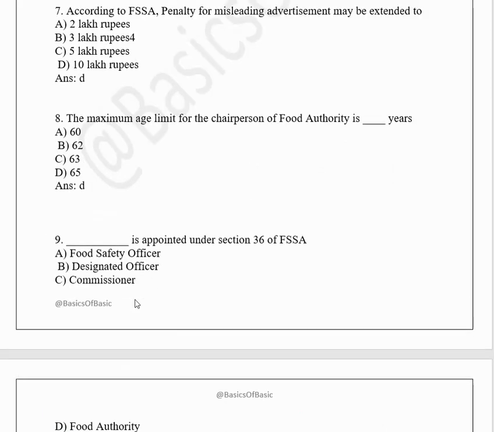So the next question is: dash is appointed under section 36 of FSSA. See, usually the section numbers are not asked. Okay, so why I inserted this question, because in other examinations I have seen that section numbers are also very important. So to be safe, it would be better to remember this one section number. There are different sections under the FSSA Act, and one among them is section 36. So my question is, dash is appointed under section 36 of the FSSA Act.